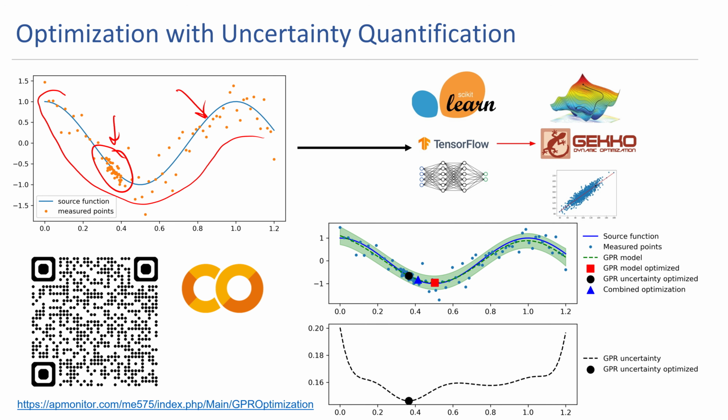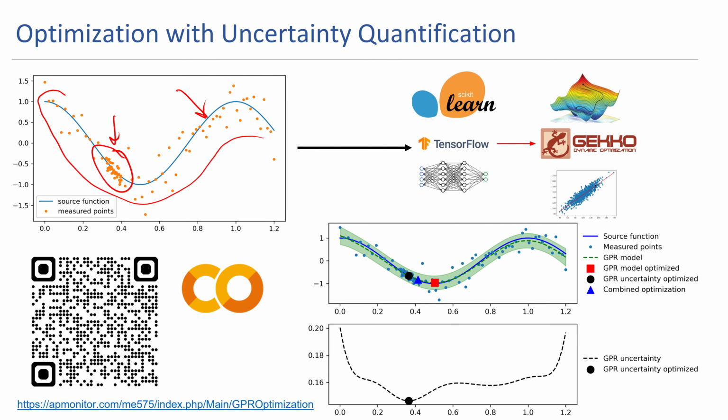GPR is a non-parametric modeling method that also produces uncertainty. And this dashed line below shows the uncertainty of that prediction. Now you can see in this area where there's more data, we have lower uncertainty. And so maybe in an application, you not only want to find the deterministic value of the optimal minimum, but you also want to find a solution that's maybe more certain.